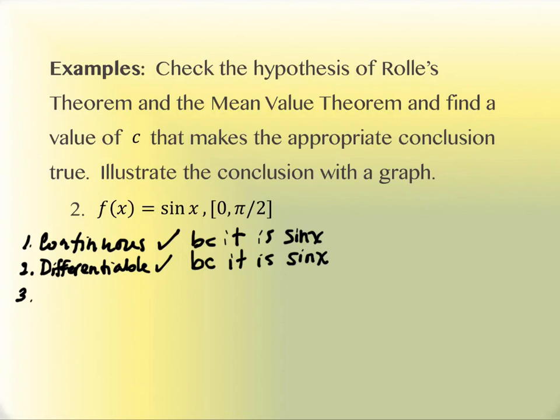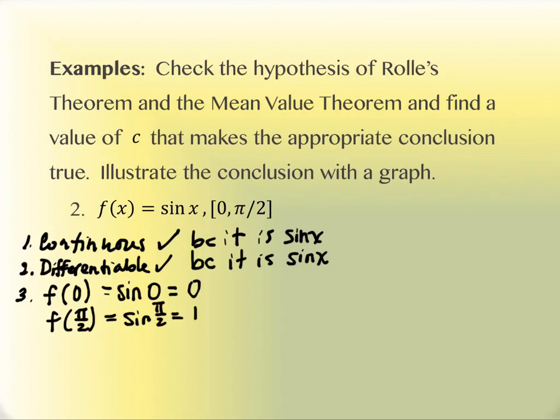Right, we tested the endpoints to see if they're the same. Our endpoints on this one are at 0 and pi halves. So what is the sine of 0? It is 0. And what is the sine of pi halves? That is 1. So they are not the same. If they're not the same, it means it's not Rolle's theorem, right? This is the mean value theorem, because f of 0 does not equal f of pi halves.